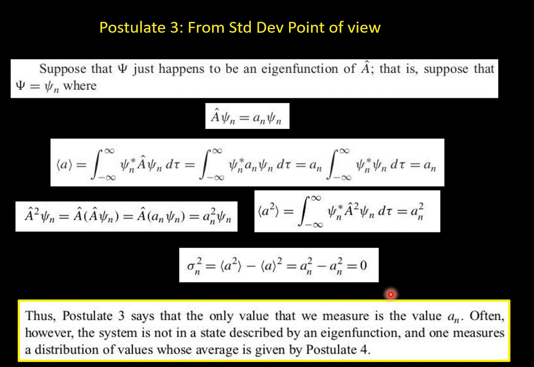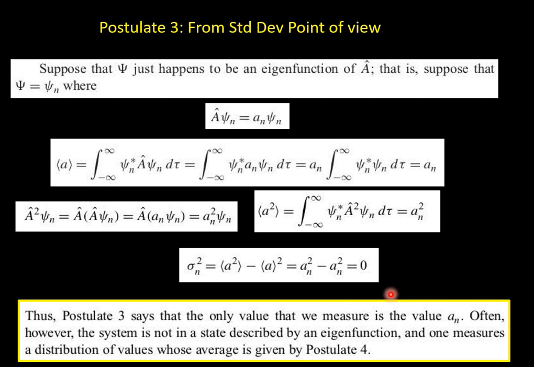However, suppose the system is not in a state described by an eigenfunction. If it is so, then one measures a distribution of values whose average is given by postulate 4. That is another postulate. That means if the system is not described by a state which is an eigenfunction, in that case what value will you get? Then of course we will not get the eigenvalue, but we will get an average value.